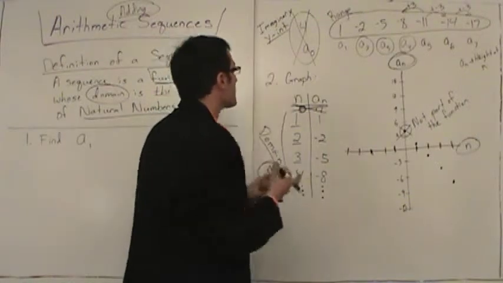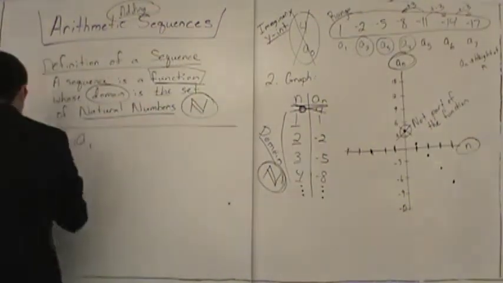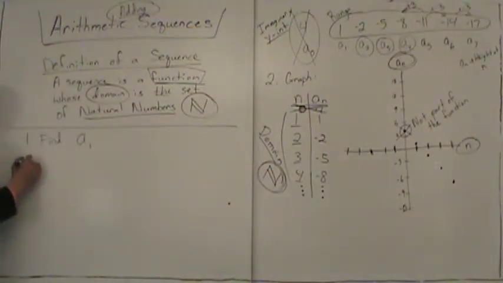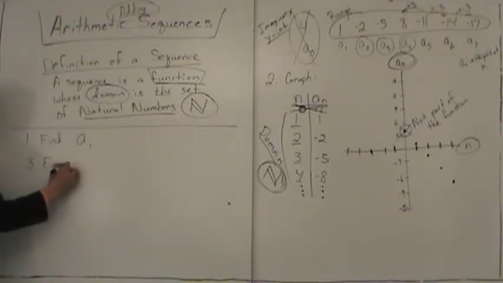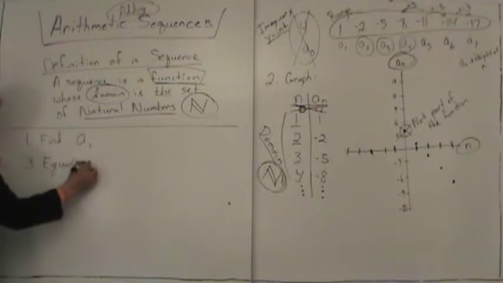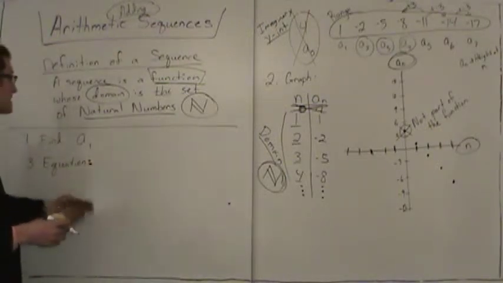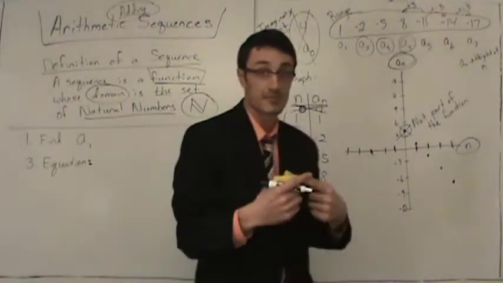Now, yesterday we talked about step 3. Step 3 was to write the equation of the sequence. We're going to speed this up today. No, we'll follow the same steps, but I want to talk about next lesson. We're speeding this up.